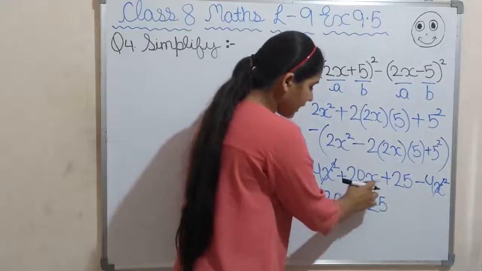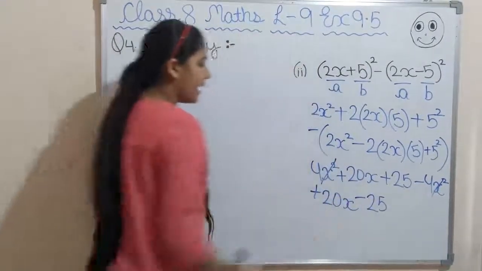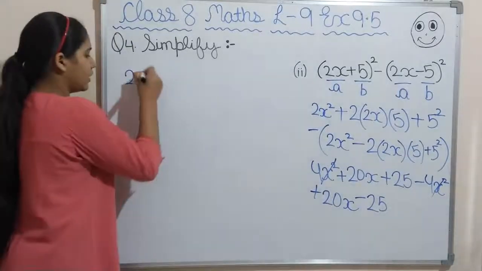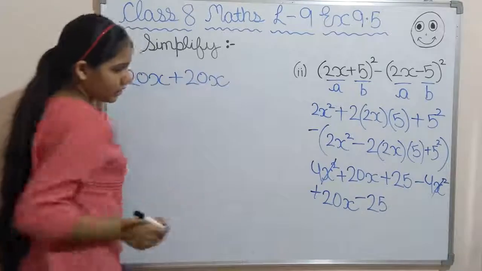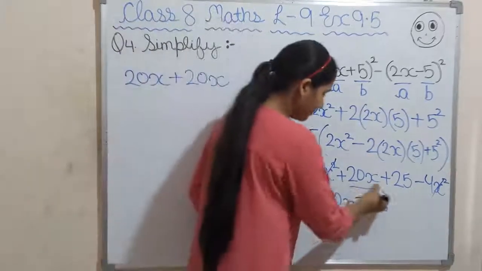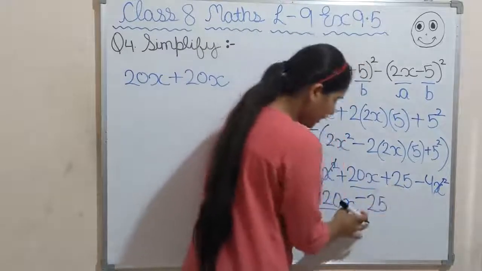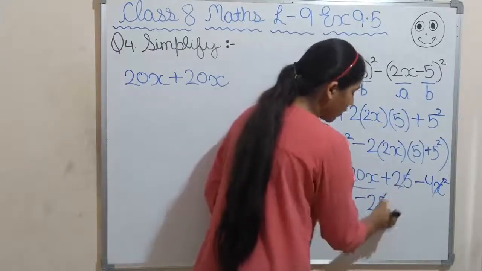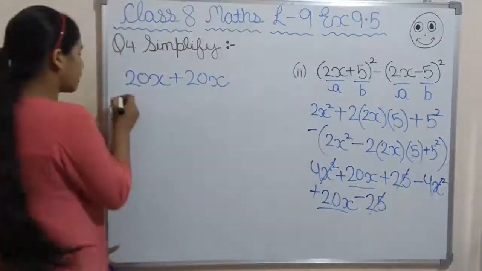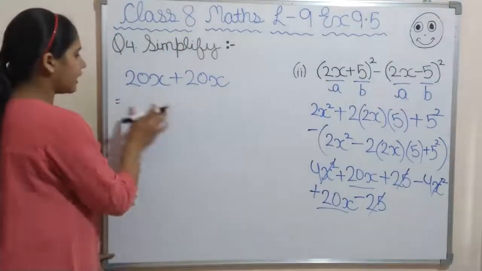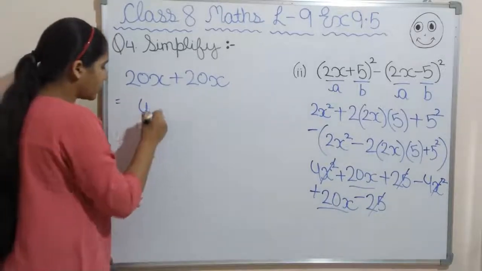Then plus 20x and plus 20x, so 20x plus 20x. These we have done. Now we have written here plus 25 and here minus 25, so we can cut them because plus and minus cancel, and 25 minus 25 is 0. So we can solve only this much because we have done all that. 20x plus 20x, 20 plus 20 is 40, we all know.